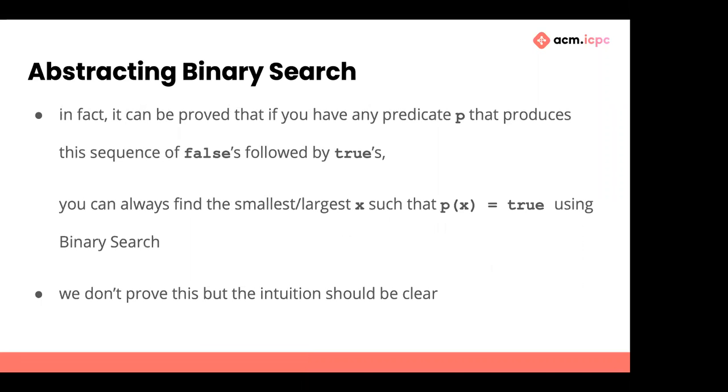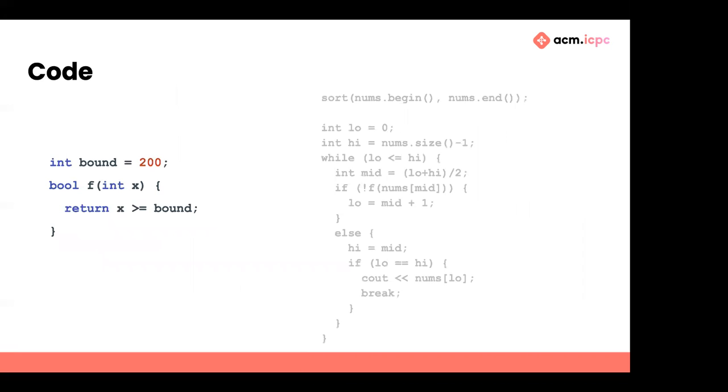In fact, you can prove that. We're not going to go into the proof, but you can basically prove that if you have any predicate P that produces a sequence of falses followed by trues, or vice versa, trues followed by falses, then you can always find the smallest or largest x such that P of x is true using binary search. In this case, the smallest x would be 227. We're looking for the smallest value greater than 200. We don't really prove this, but the intuition should be clear once we look at the binary search code in a bit. Okay, so let's jump right into the code.